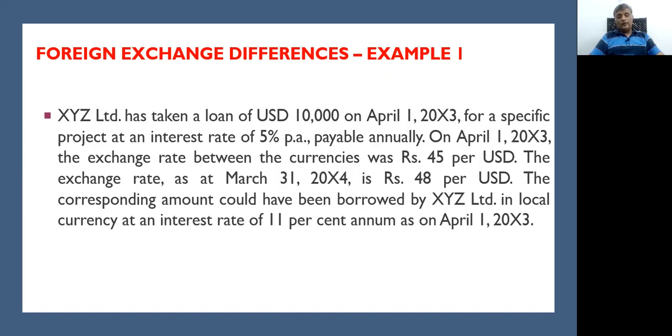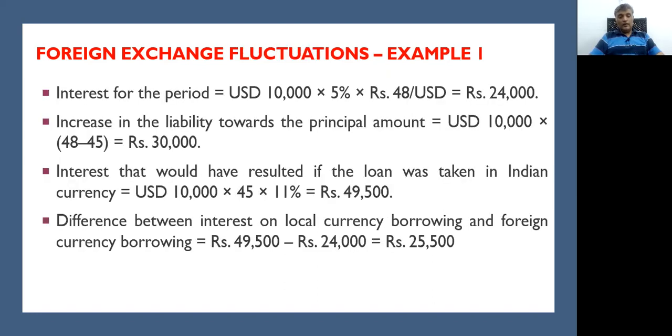So how do you actually work out? Let's look at the end of the year, when you pay the interest on the foreign currency loan. $10,000 is the loan amount, 5% interest per annum. So it is 10,000 into 5%, multiplied by 48. Why am I using 48? Because that is the exchange rate at the end of the year. So you would have paid 24,000. That's the interest incurred for the period.